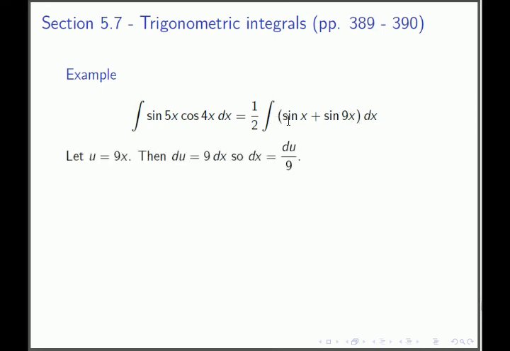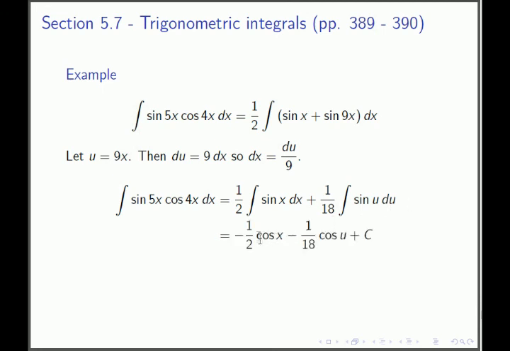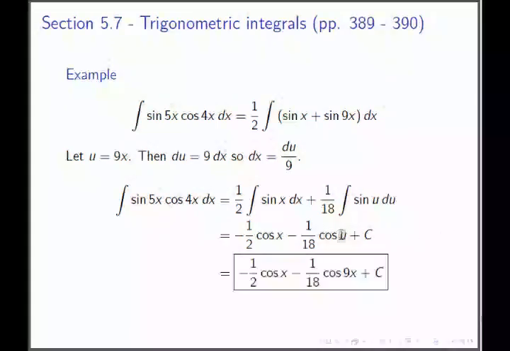Okay, and each of those is easy. The first one is a direct basic integral, but for this one we need to make a substitution. u equals 9x, du equals 9 dx, and so dx is du over 9. And so that second integral is rewritten this way. And now let's compute each of these. This first one is negative 1/2 cosine x, this one is negative 1/18 cosine u, and then we have our plus C, but then we need to back substitute, replace that u with 9x.